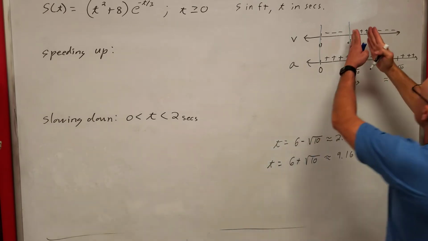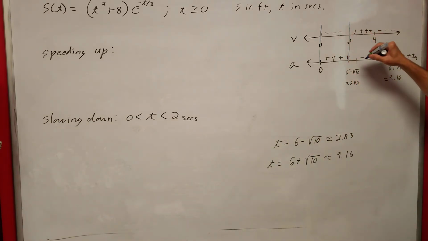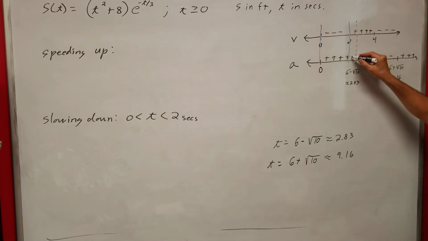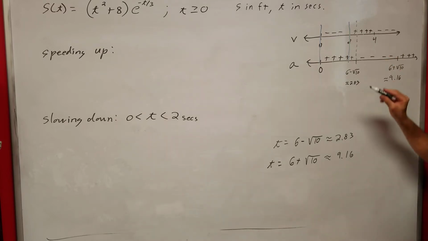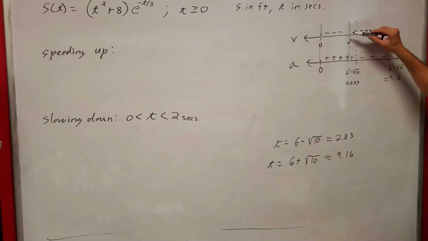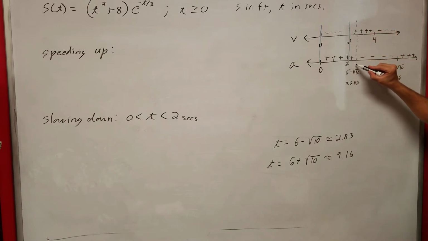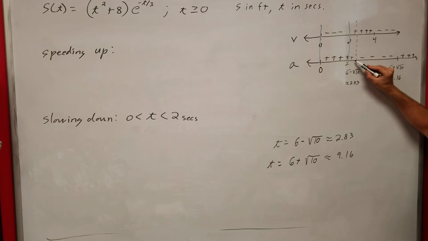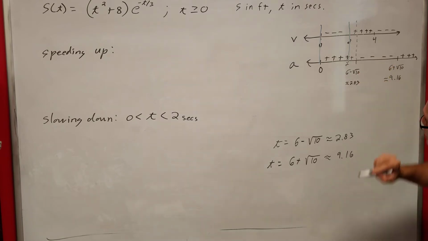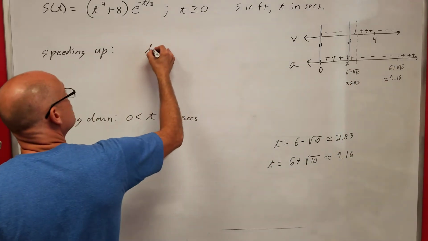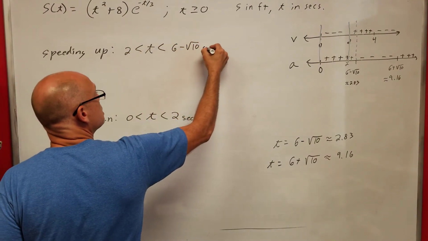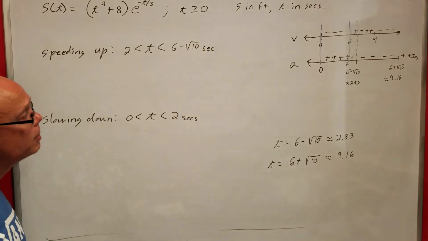Now what happens in this area right here? These were positive, right? Acceleration between this value of 2 and 6 minus square root of 10 is positive, and my velocity is positive, so my object is speeding up there. Between 2 and 6 minus square root of 10 seconds, my object is speeding up.